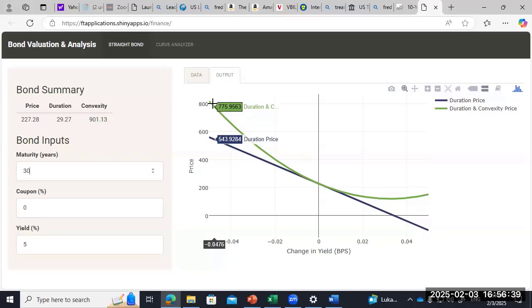When does convexity matter? Convexity matters when interest rates are volatile. When interest rates are really volatile, convexity becomes extremely important. When interest rates are tame and not moving much, convexity is not that big of a deal.